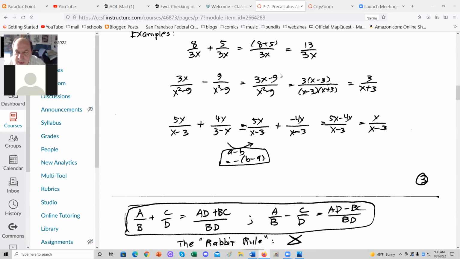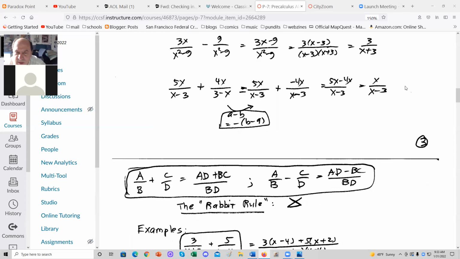However, we're not done. This numerator factors into 3 times x minus 3, and the denominator factors into x minus 3 times x plus 3. So the x minus 3 cancels, and we're left with 3 over x plus 3.